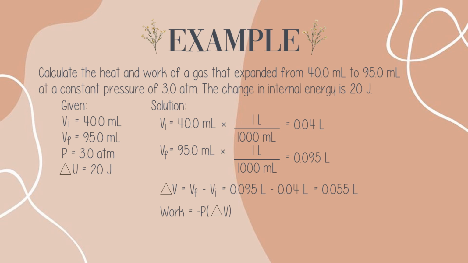Now that we have the volume and the pressure, we can now get the work, which is negative pressure multiplied by the change in volume. This is equal to negative 3 atm times 0.055 liters. Work is equal to negative 0.165 liter-atm.